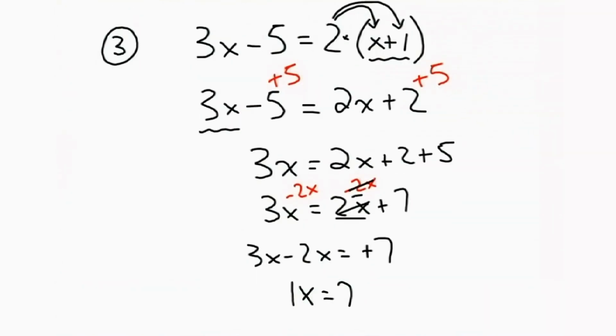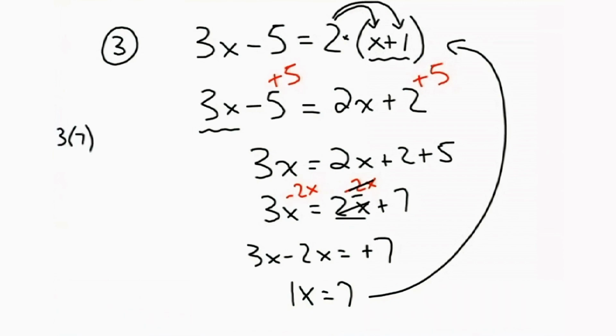And now we can plug back into the original equation, and we're going to have to work both sides of this equation. So I'll do that over here. So we have 3 times x, which we said was 7, minus 5. 3 times 7 is 21, and 21 minus 5 is 16.